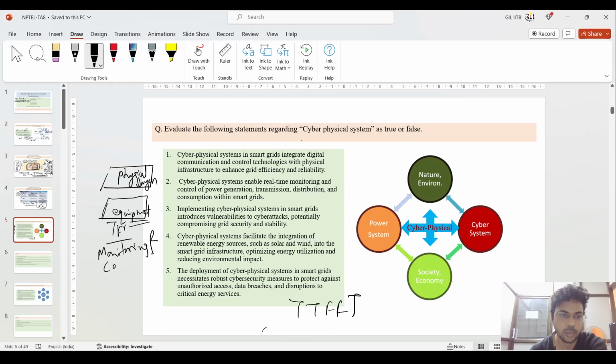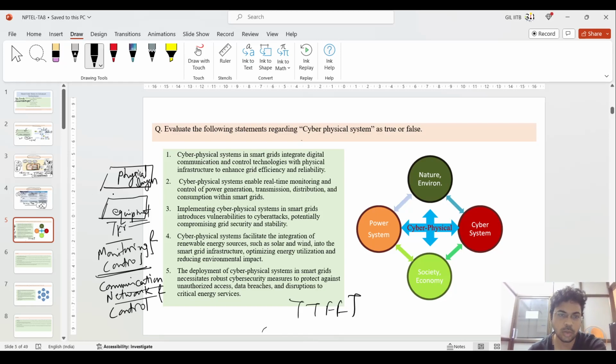Because of the physical layer, for monitoring and control purposes, you put certain communication network and control features. For that, you need a certain number of sensors and controllers, and between the controllers and the central management system, you need a certain communication network.